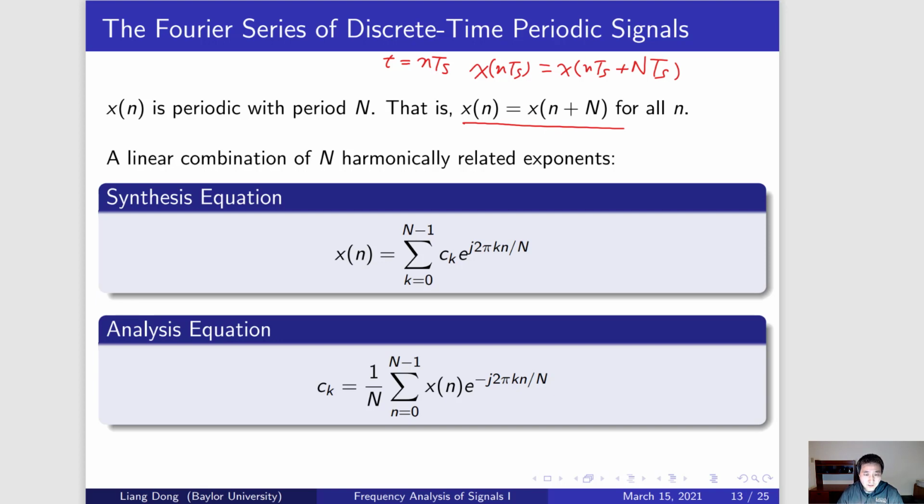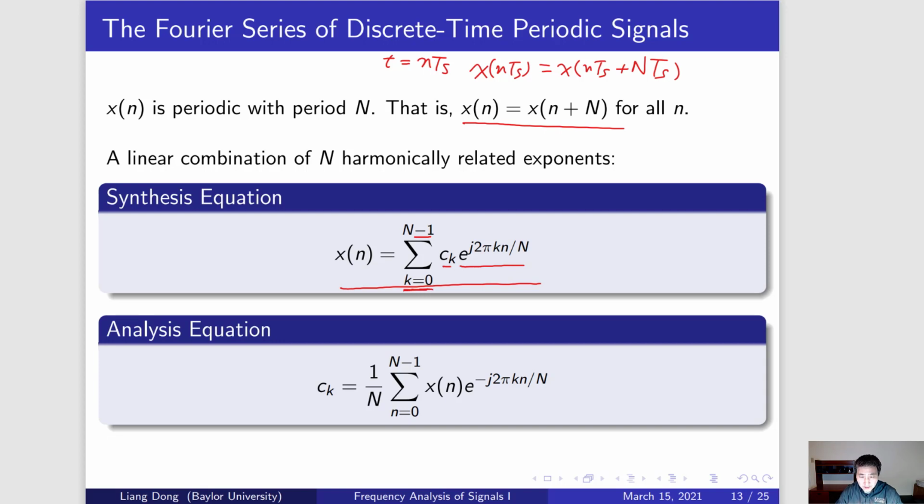So the synthesis equation can be written in this form: x[n] equals a sum. The sum is over one period, k from 0 to N minus 1. It is a weighted sum with weight, the coefficient c sub k, and these are the exponentials. So the exponent is e to the power positive j 2 pi k n over N.